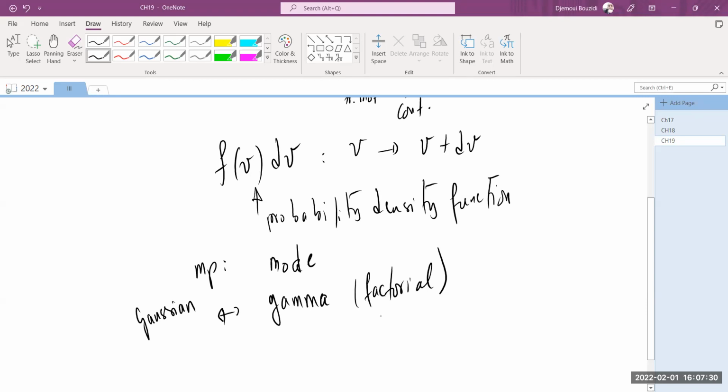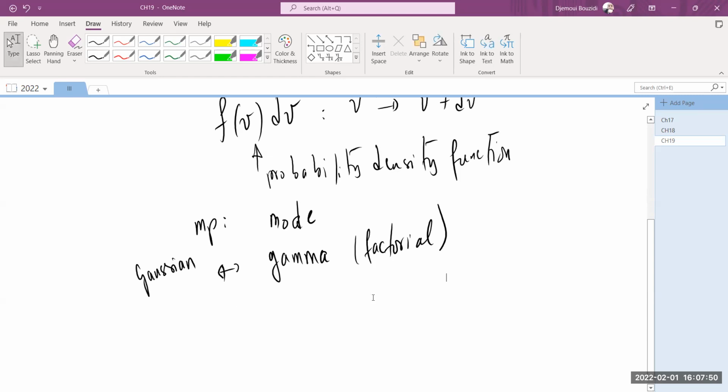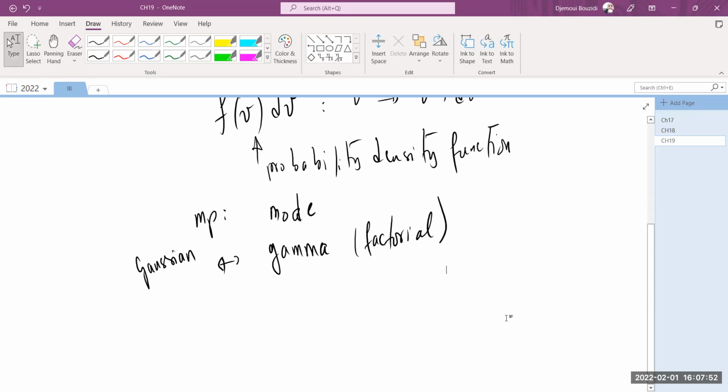I mean, factorial of 2 is 2, factorial of 3 is 6, and so on and so forth. But factorial of 1/2 is actually exactly square root of pi. Okay, or is it square root of pi over 2? One of them. It has to do with the Gaussian. It's exactly the Gaussian function. So that is really some of the things that you might encounter.